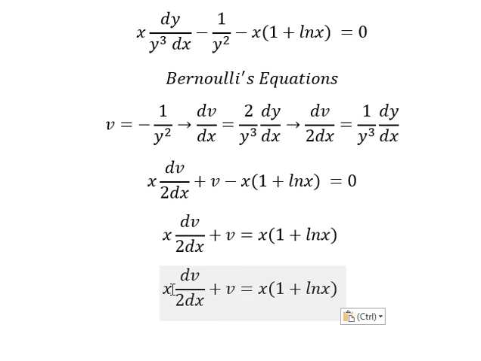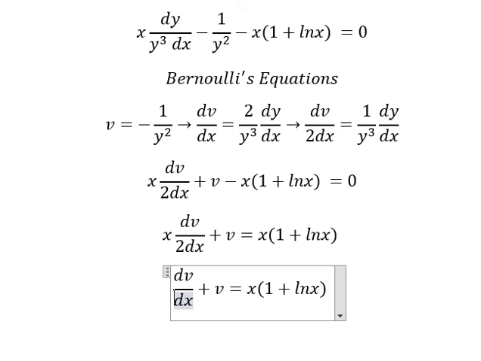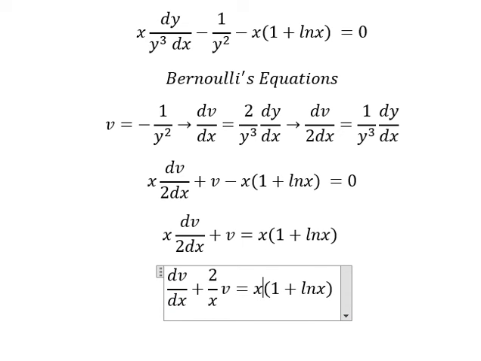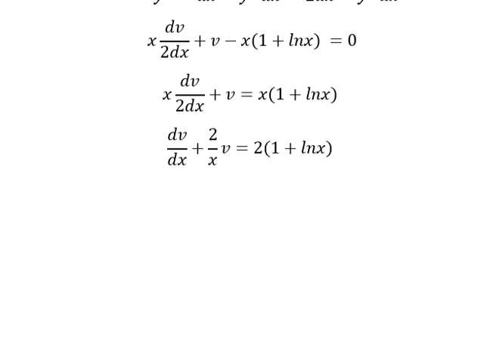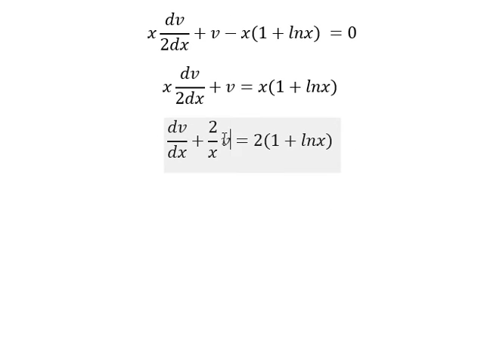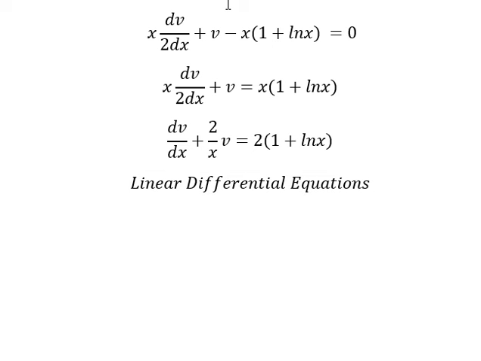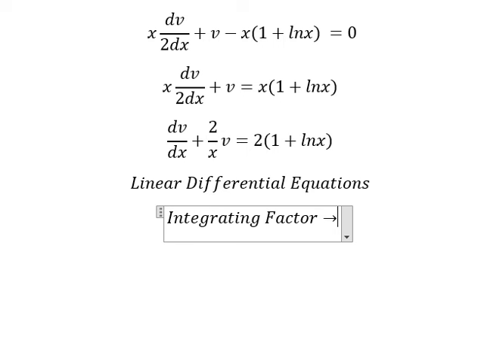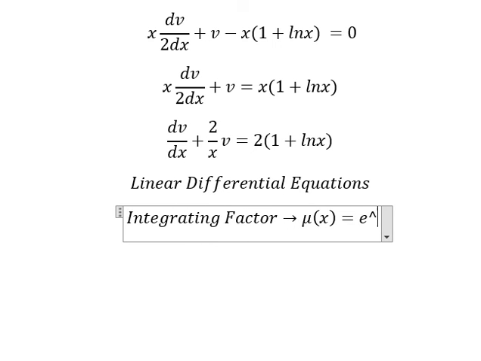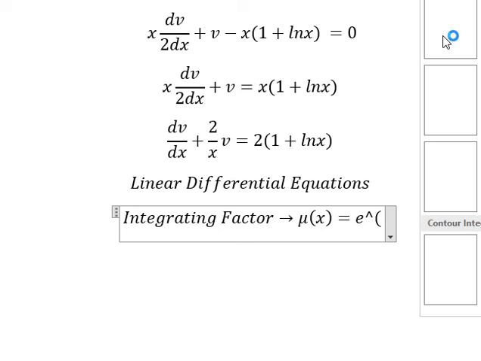Now we divide both sides by x over 2. So we have v and the first derivative of v, that is a linear differential equation. So we can use an integrating factor. We need to find mu of x equals e to the power of the integration.